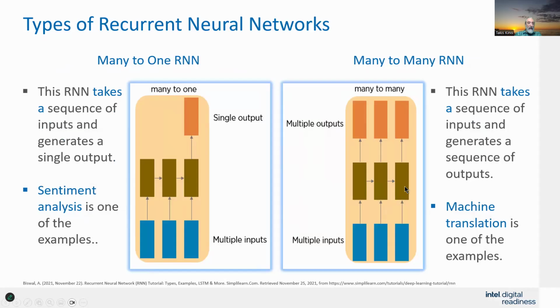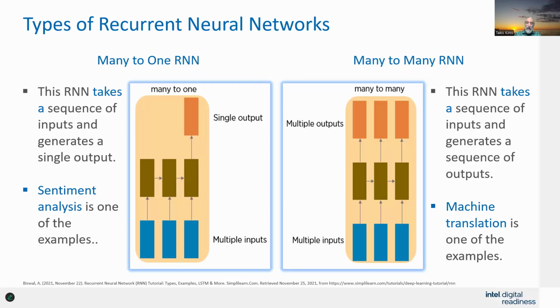We have the many-to-one, so we might have a whole bunch of inputs, and we're only really looking for one output. So the movie was exciting, the movie had great dialogue, and it had a great director. Did you like it? Yes or no? Lots of inputs, but you're only really looking at: should I go see the movie? Yes or no? One singular output. So sentiment analysis is a good example.